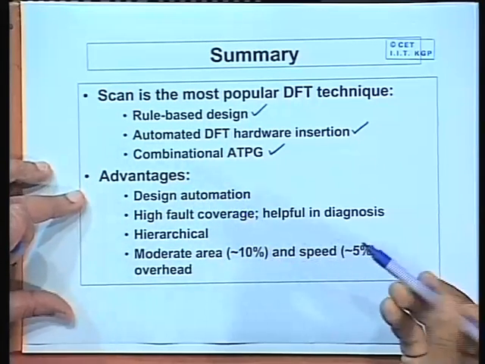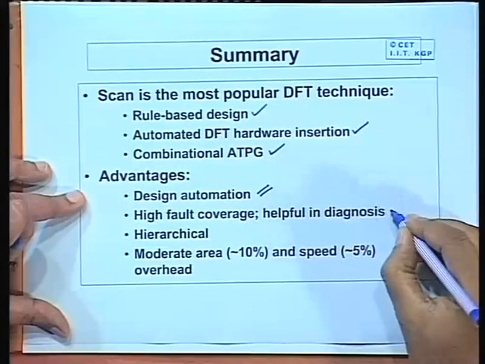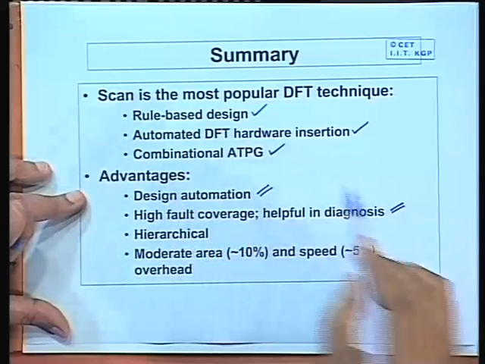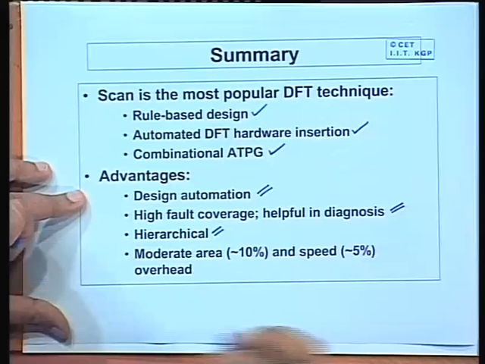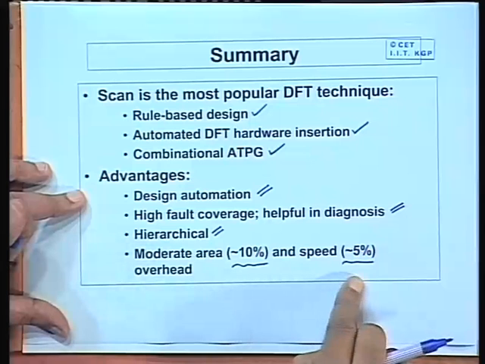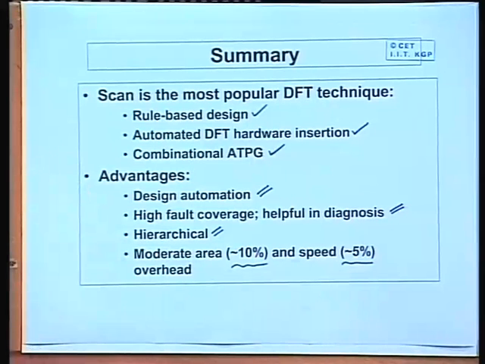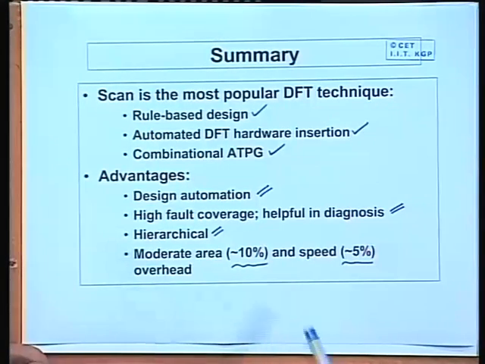So the advantages are obvious. You can have better design automation. You can have high fault coverage because the combinational ATPG works much better as compared to sequential. You can have hierarchical approach if you want. Moderate area and speed overhead, which can be tolerated in most cases, other than extremely high performance design where you want to increase the speed by all means. Other than those applications, for most other applications this overhead can be acceptable.